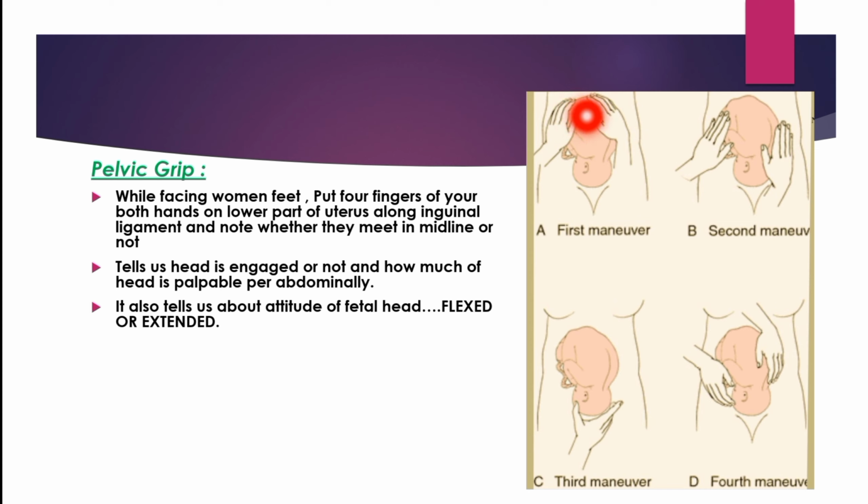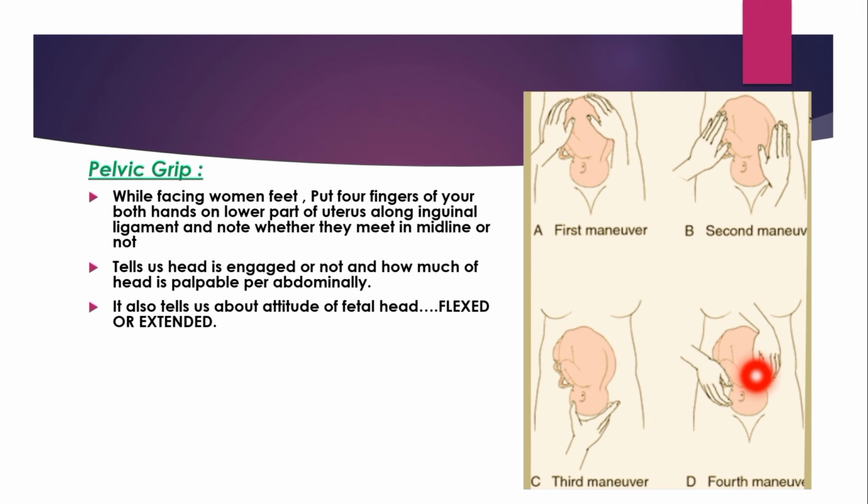So the first maneuver, which is the fundal grip, involves palpating the fundal area of the uterus abdominally, and it tells us about the presentation and lie of the baby. The second maneuver, which is the lateral grip, involves palpating the lateral areas of the abdomen to know on which side the fetal limbs are present and on which side the fetal back is present. And the third maneuver involves moving the lower part of the uterus with your right hand, and it tells us about the lie and the presentation.